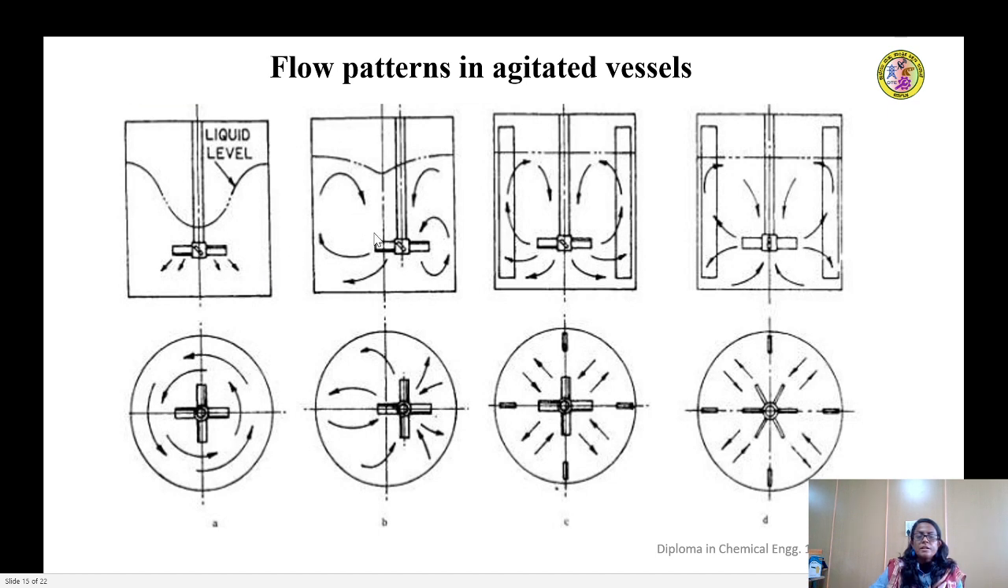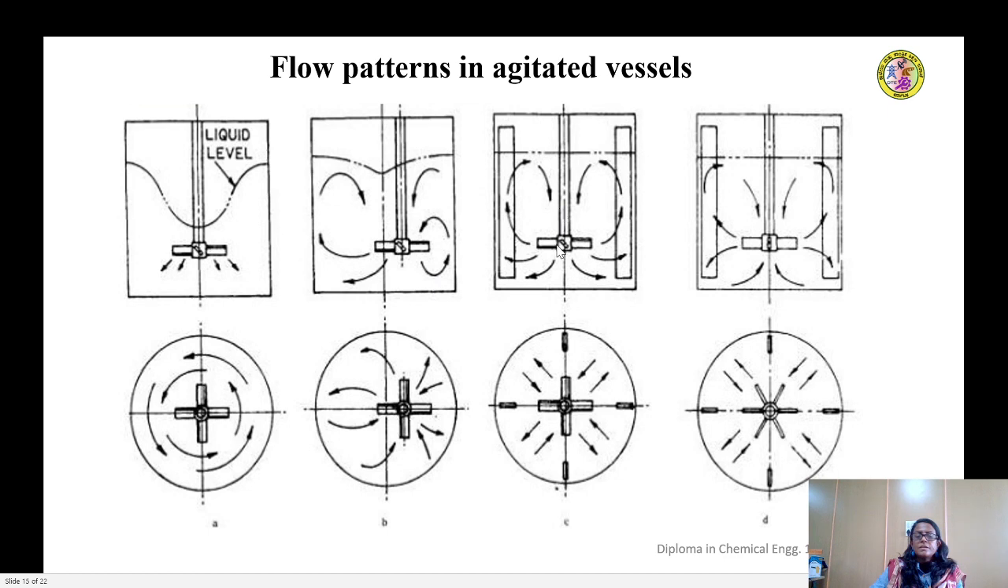So here instead of keeping the impeller at the center, you can see that it is being mounted on the side of the vessel. So here even though a small vortex is formed, that is not very deep and it is being cut down by the axial currents that are being generated.